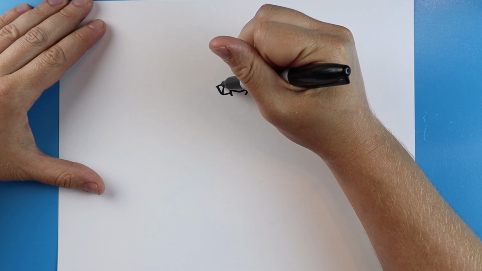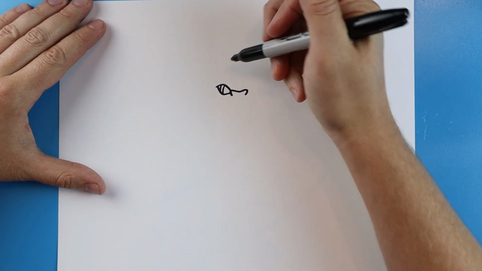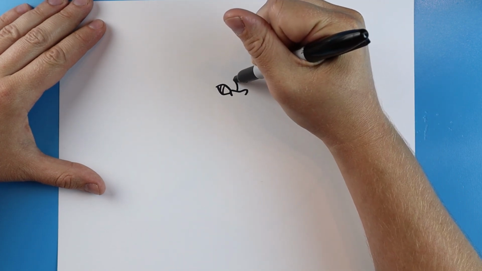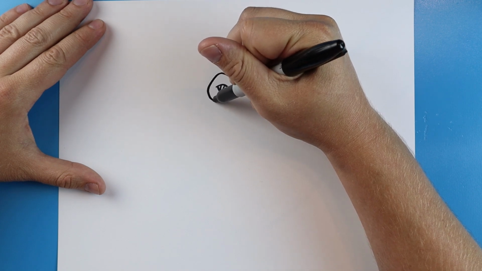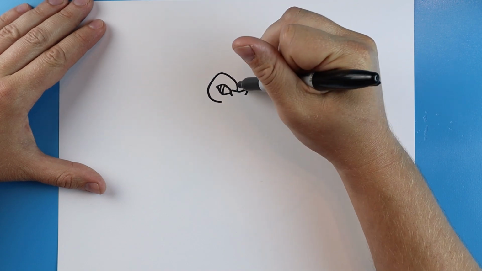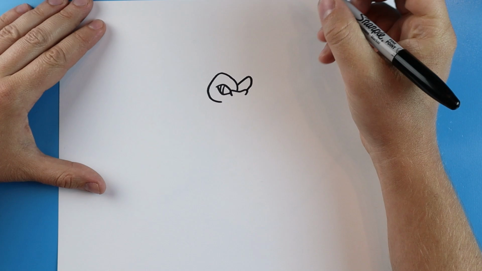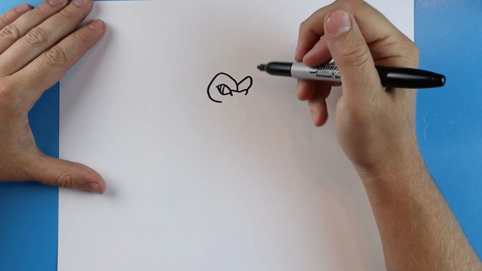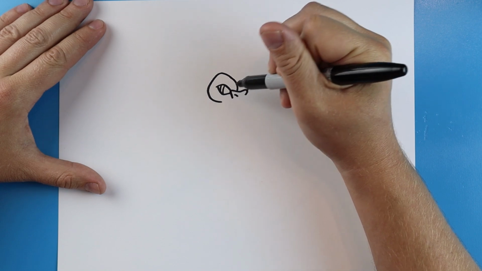Next, we'll add two little lines right inside of here. Right here, I'm going to draw a line that's going to go up. It's going to come down and around here for part of the eye. And over here, we're going to make lines going to go up and then come down. Next, I'll make a little line that comes down here.